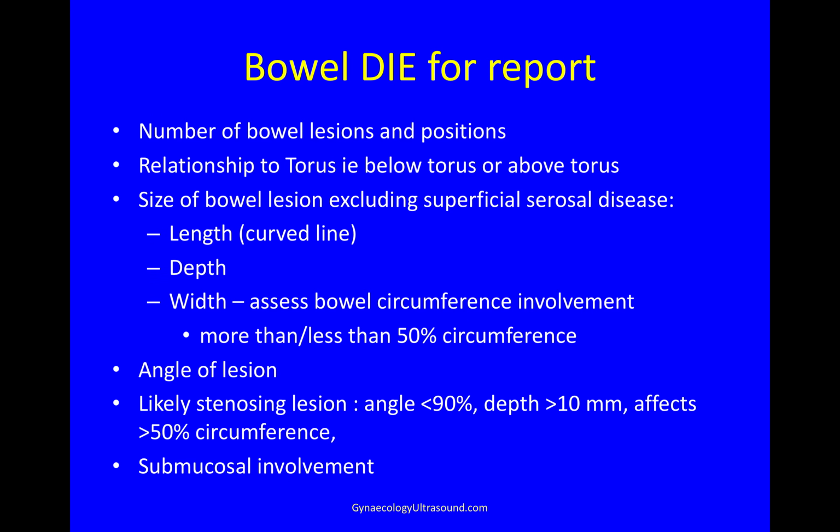So when I report on a bowel nodule, I'll say the number of bowel lesions and where they are, and what the relationship of the nodule is to the torus. Is it below the level of the torus or above it? What is the size of the lesion, excluding any superficial disease? I'm saying the length, depth and width, the angle of the lesion, and then whether it's likely to be stenosing or not, and if there's submucosal involvement.